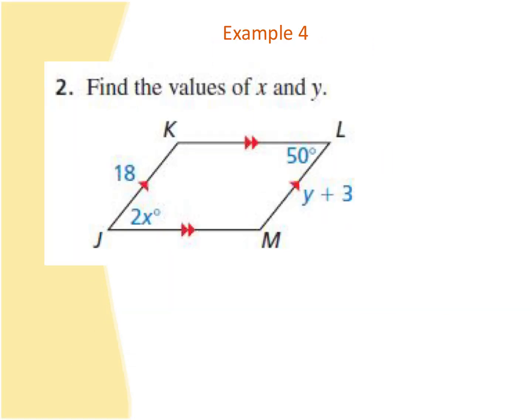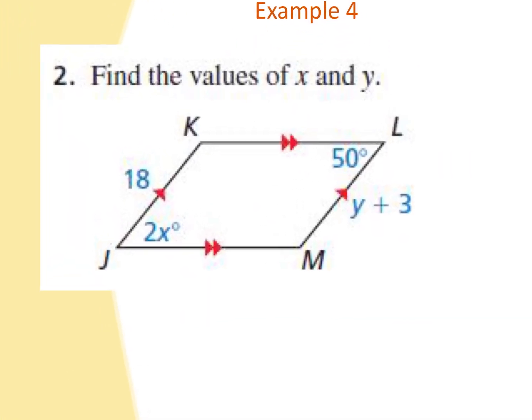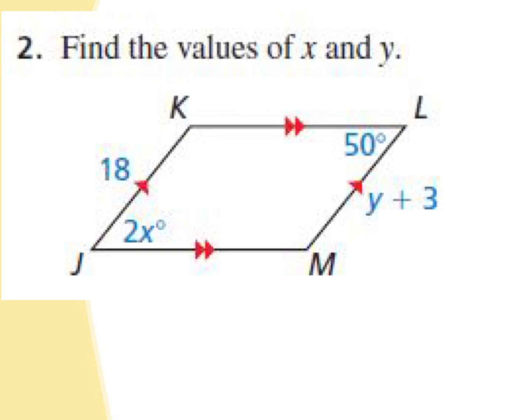Okay, next example. Example 4. Find the values of x and y. Val, go for it. Set what equal to each other? 2x equal to 50. Why am I setting these equal to each other? Val is correct. Why do I set these equal to each other, German? They're opposite angles. Very good. And this is a parallelogram. Excellent. German, go ahead. You can divide both sides by 2.